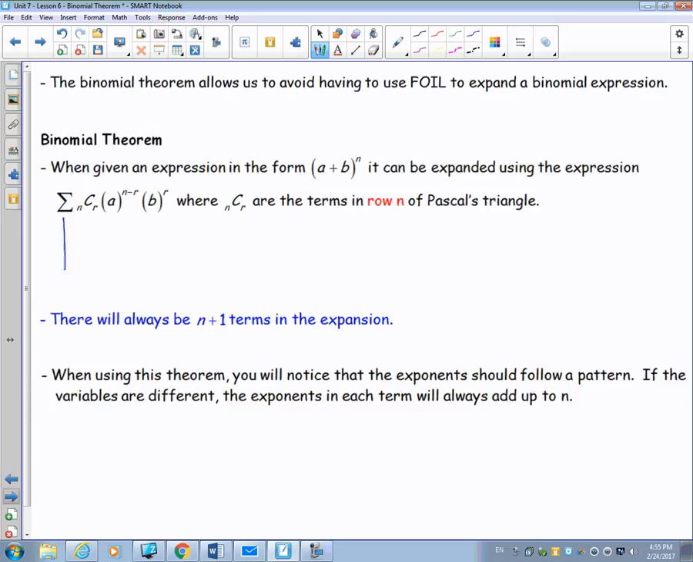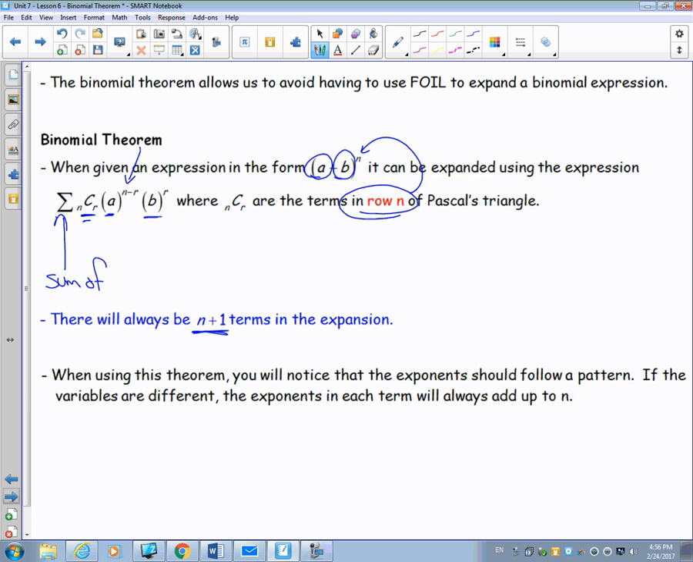So we have to take the sum of, we're going to add together each term from Pascal's triangle in row n. N is our exponent. And what's going to happen is we'll take our first term, whatever a happens to be, and our exponent is going to go down over time, times b, the second piece, and the exponent's going to go up over time. You should always have n plus 1 terms.